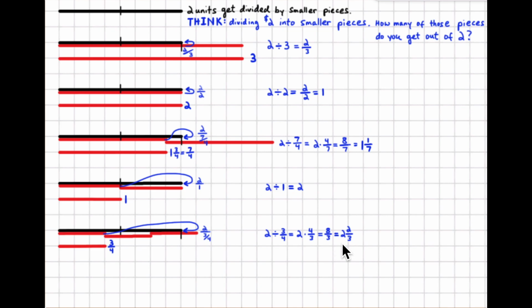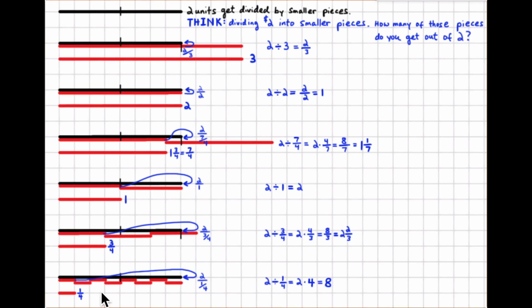6 divided by 3 is the 2, and then you have 2 left over. So this is 6/4 divided into 2 groups of 3/4, plus you have 2/4 left over. That's 2/3 of a stack.